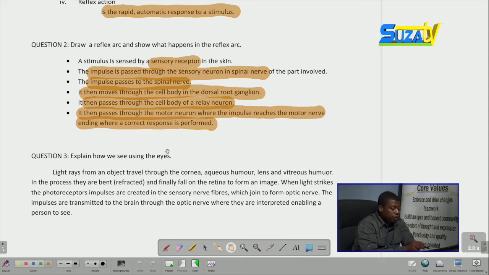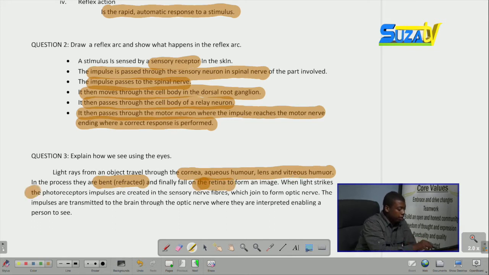Light rays from an object travel through the cornea. These terms should also be known: the cornea, aqueous humor, lens, and vitreous humor. In the process, they are bent or refracted and finally fall onto the retina to form an image. When light strikes the photoreceptors, impulses are created in the sensory nerve fibers, which join to form the optic nerve. The impulses are transmitted to the brain through the optic nerve, where they are interpreted, enabling a person to see.